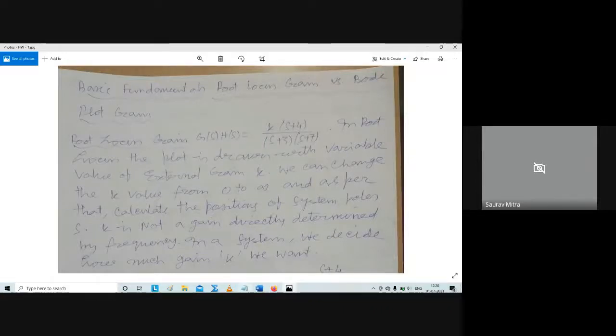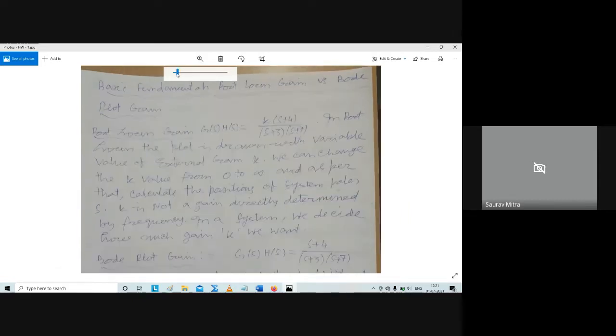So let us see what is the basic difference between root locus plot and Bode plot. Nobody is going to ask you this question, but at the initial stage, you should understand exactly what we are doing different in case of Bode plot. So I have given you a very simple example, that is in root locus plot.